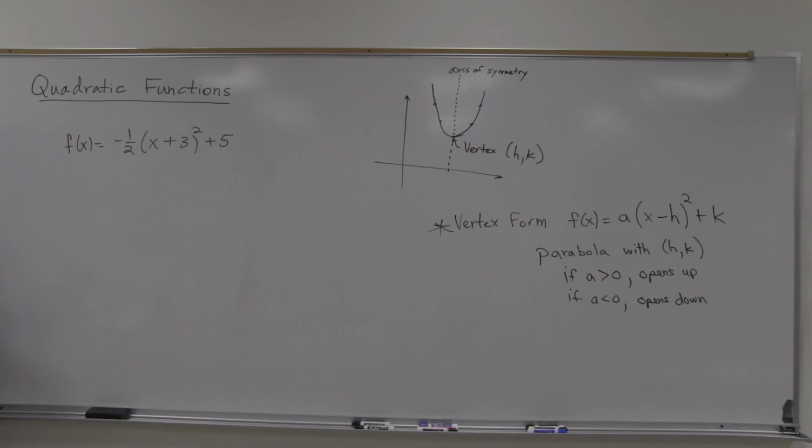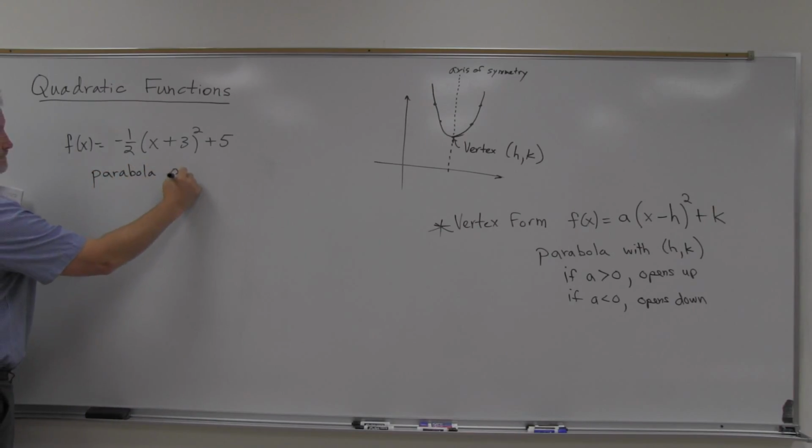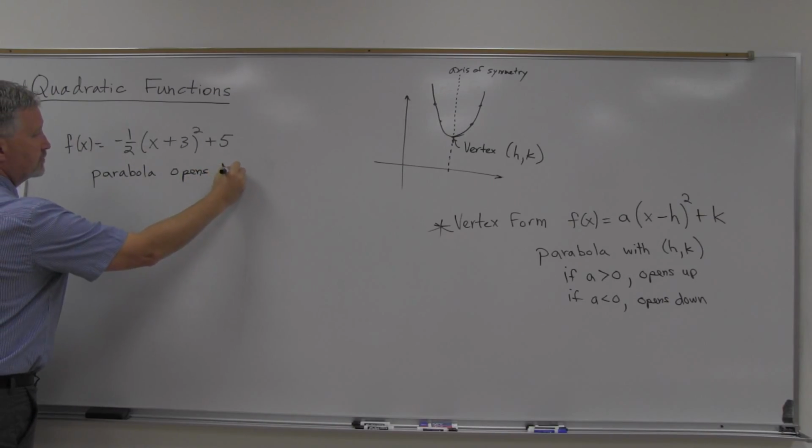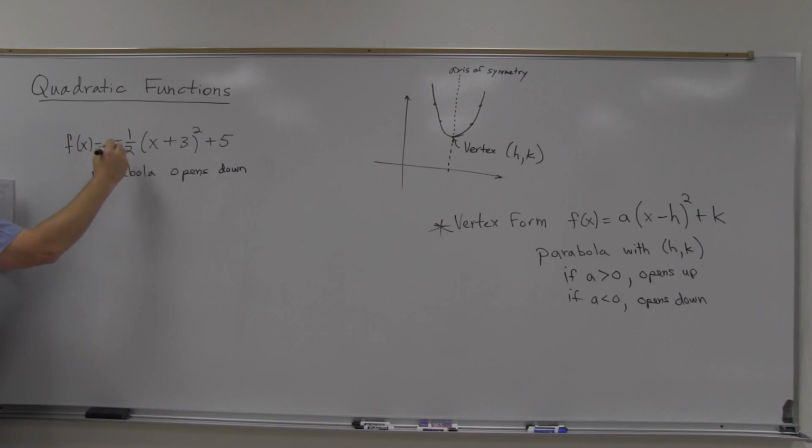All right, so what can you tell me about this? It's a parabola because we got x squared. It opens down. Why is that? We got a negative 1/2 in front there. Yeah, a is negative 1/2. So since the a is negative, it opens down.